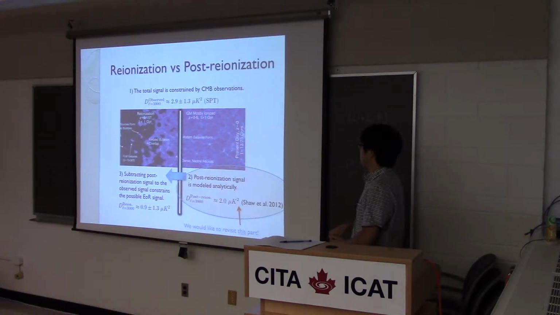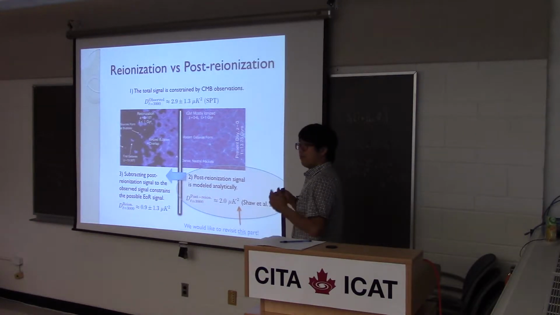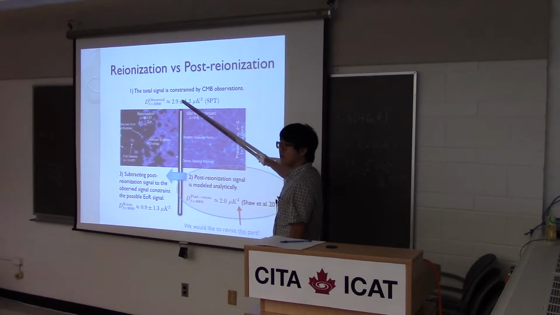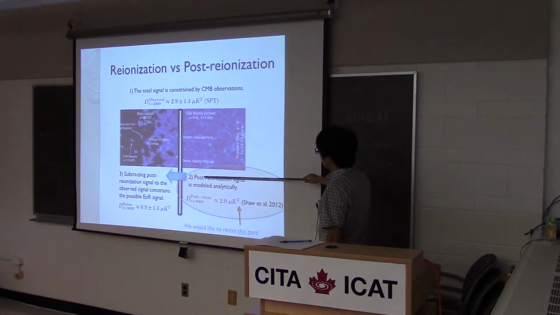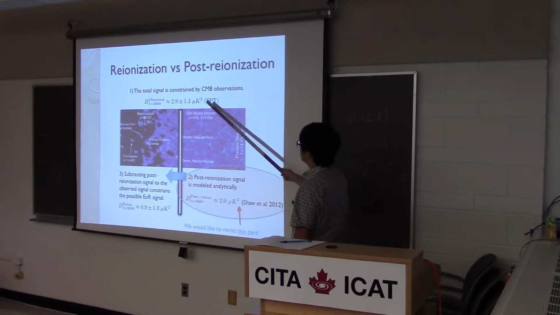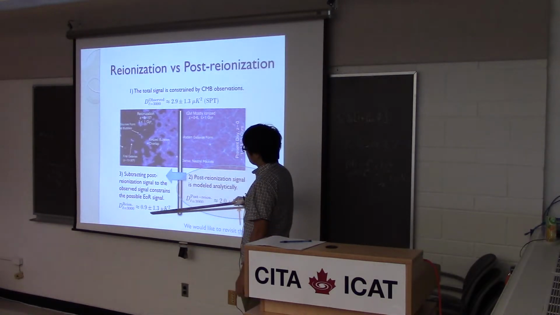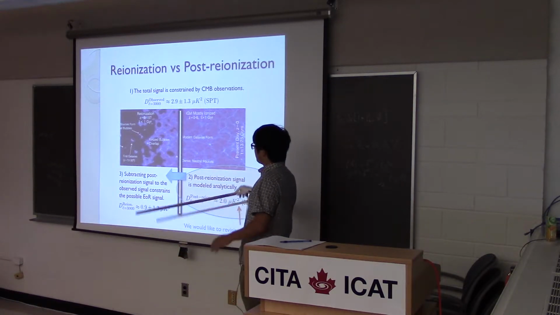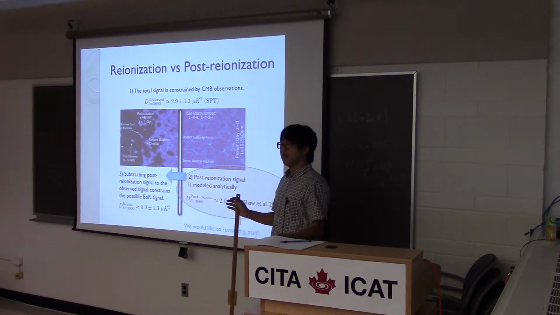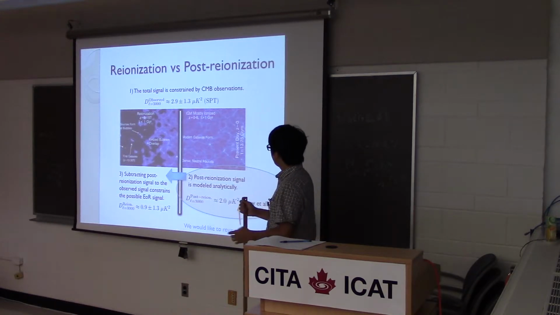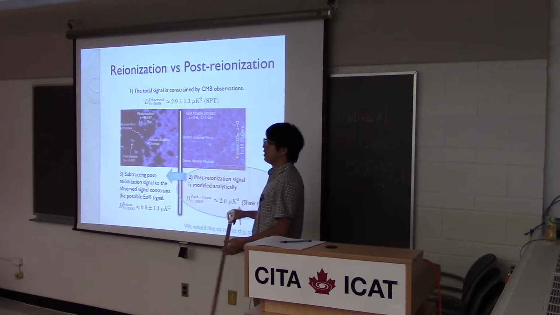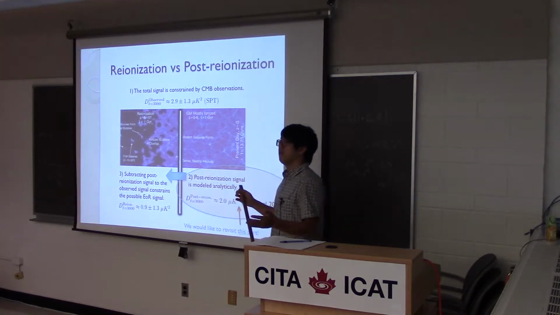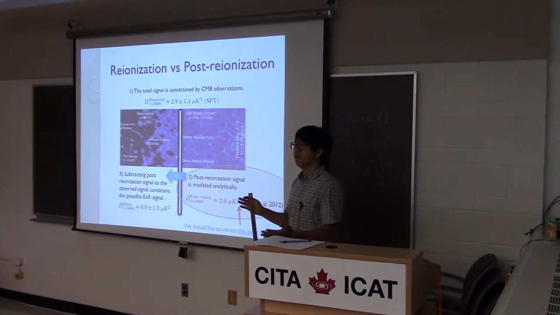So a group like ours working on the simulation of reionization, we want to take this observational constraint and subtract the post-reionization contribution out of the total, and then we have observational constraints on the reionization signal. We basically want to predict the reionization kSZ signal using our simulation and compare with this observational constraint. If it falls outside of the observationally allowed range, then we basically rule out that model. That way we can constrain the reionization.